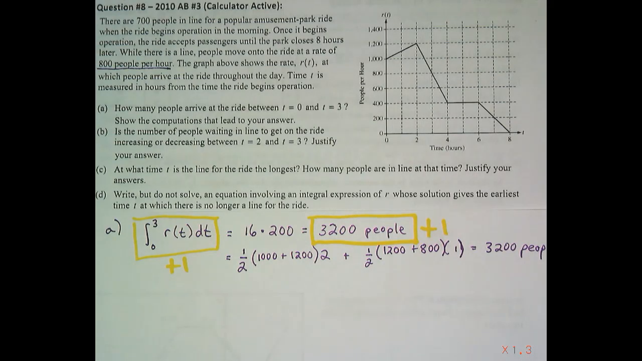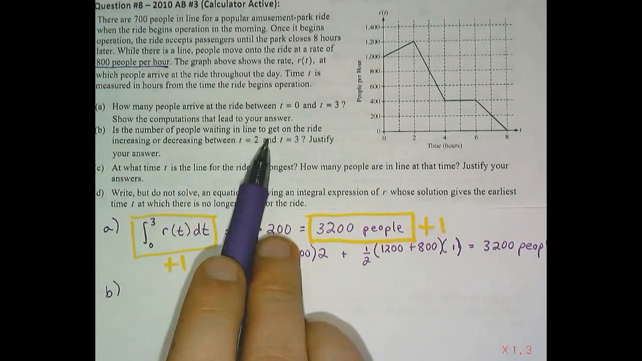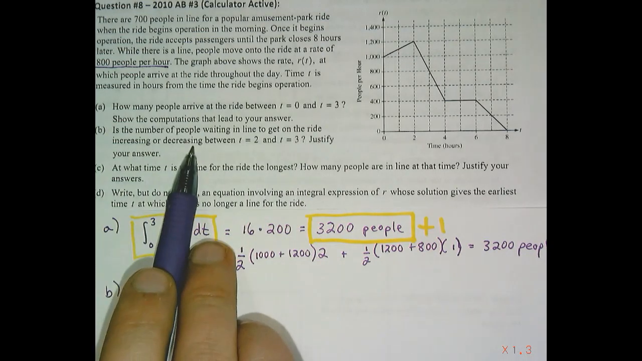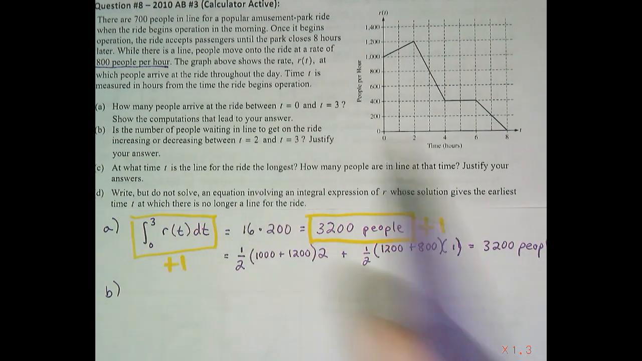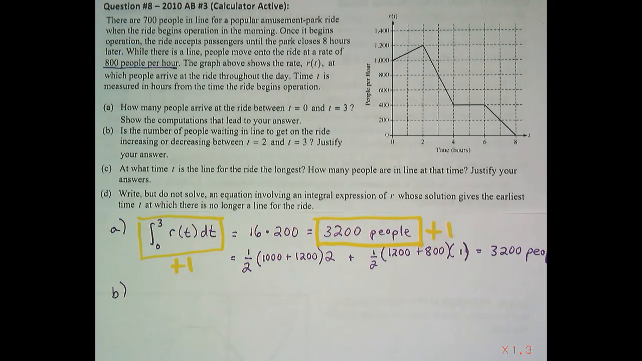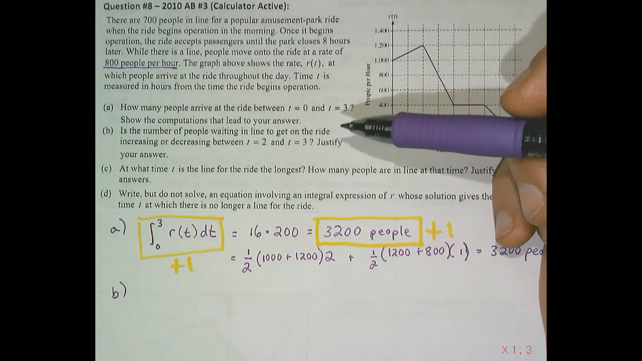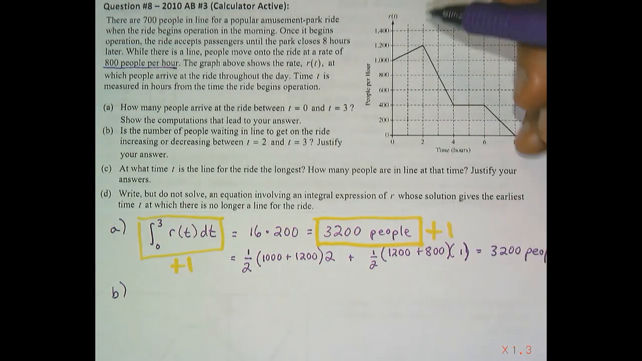All right. Let's look at part B. Is the number of people waiting in line to get on the ride increasing or decreasing between time 2 and 3? Justify your answer. So this takes looking at 2 facts.